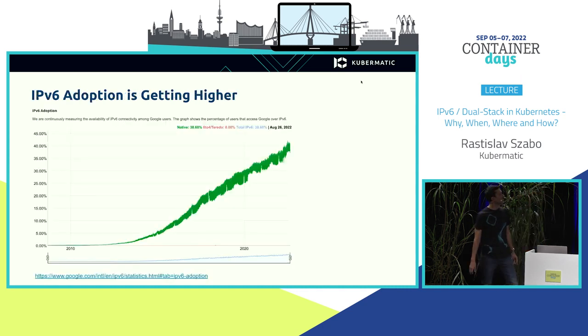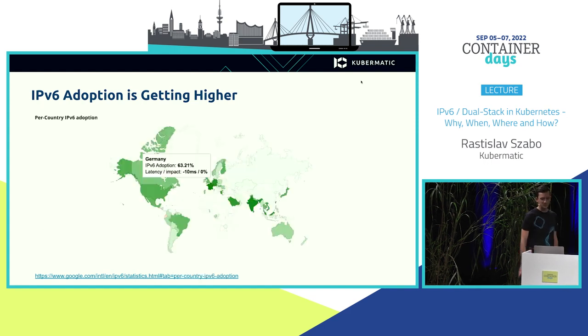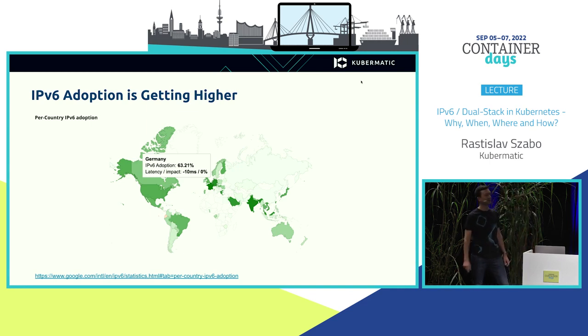Thanks to the dual stack transition strategy, the IPv6 adoption is getting higher and higher. We are reaching about 40% of adoption. This graph shows the percentage of users that access Google services over IPv6. So you can see on the global rate, it is about 40%. But if we zoom in on Germany, for example, in Germany we are already over 63%.